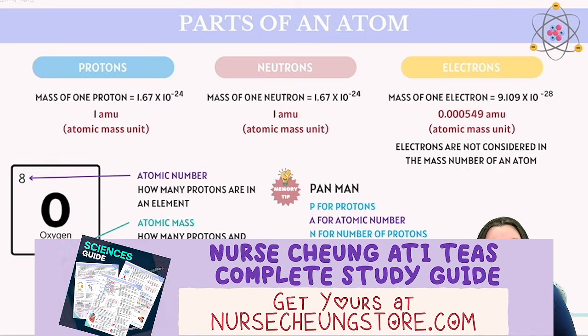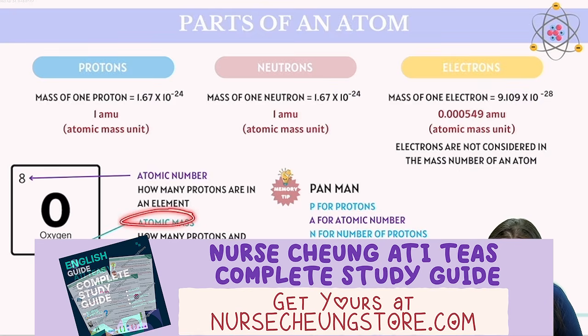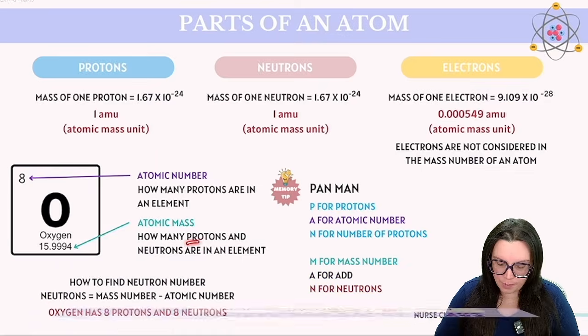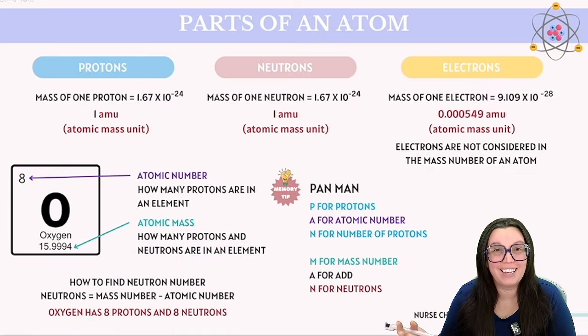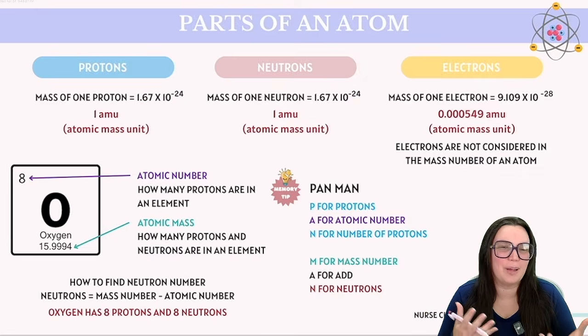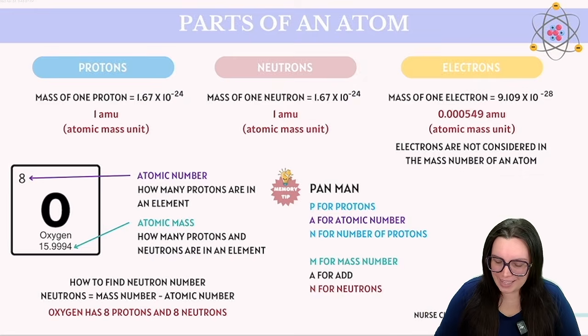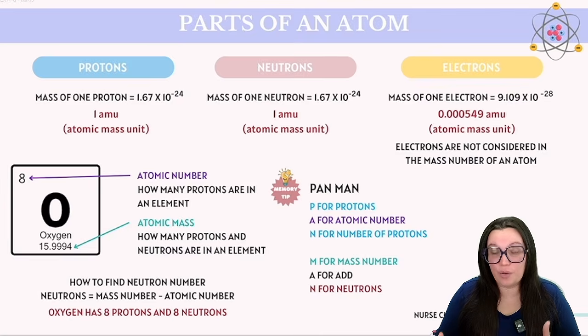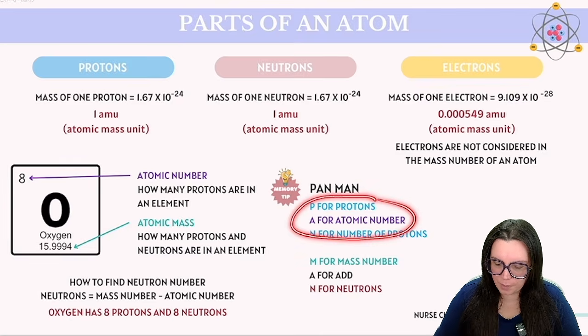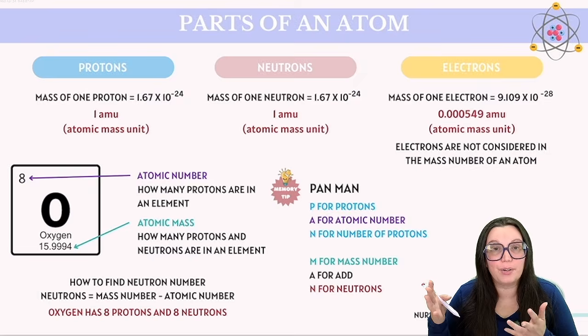The second number you are going to encounter is your atomic mass, and this tells us how many protons and neutrons we're going to find in an element. A simple mnemonic that I use to remember the differences between atomic mass and atomic number is PAN-MAN. Starting with our first part, PAN, that stands for P is for protons, A is for the atomic number, and N is for the number of protons.